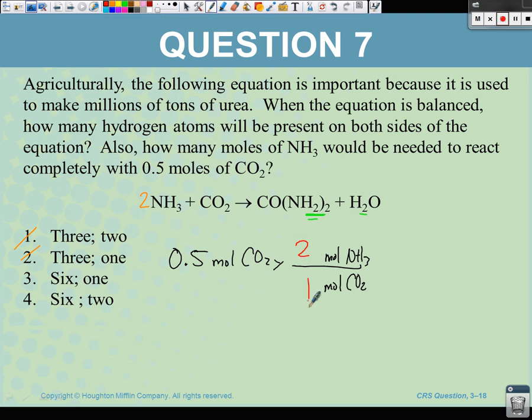What's 0.5 times 2? Answer is 1. Does that make sense? Do you see what they're asking you to do there? Or you could look at it logically and say, well, if I need 2 moles for every 1 carbon dioxide, how many carbon dioxides do I have? Half of 1. Well, if I have half of 1, then I only need half of my ammonia. So I need 1. Does that make sense? Yes, no, maybe? Good deal.